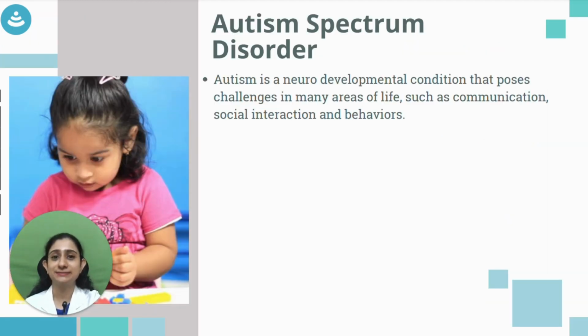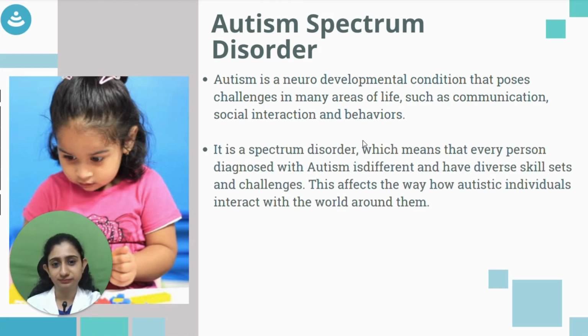So let's begin. What is autism spectrum disorder? It can be explained as a neurodevelopmental condition that poses numerous challenges in multiple areas of life, such as communication, social interaction, behaviors, etc. And autism is a spectrum disorder. What this means is that every individual diagnosed with autism will have their own unique strengths and challenges.